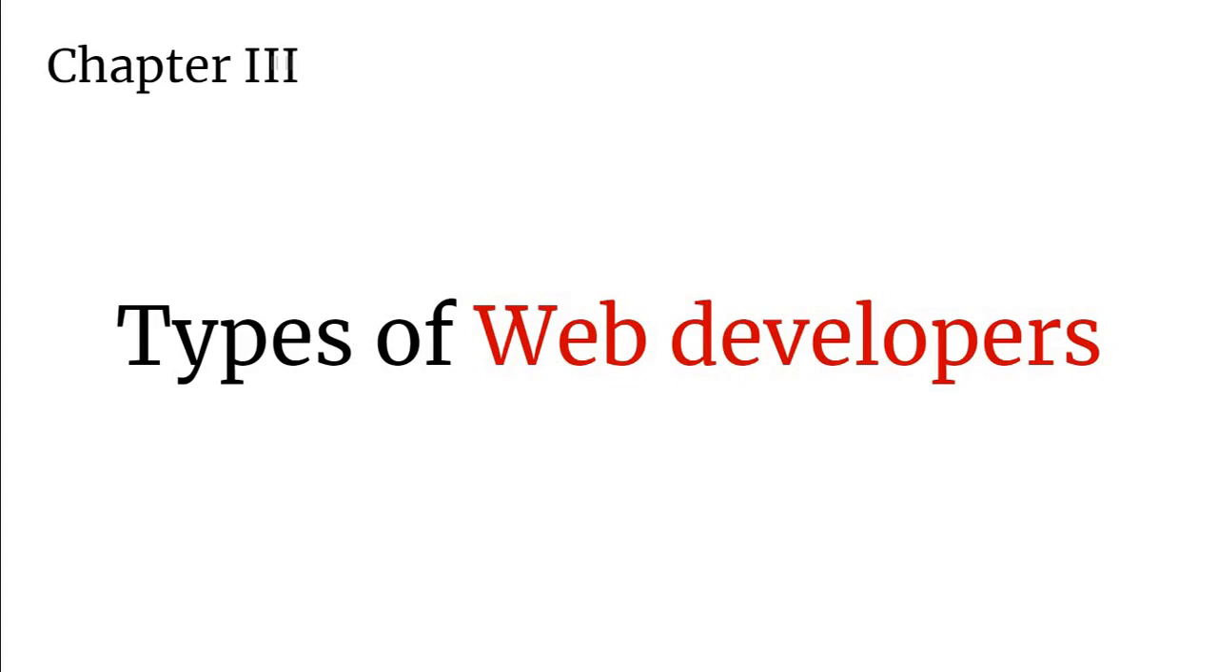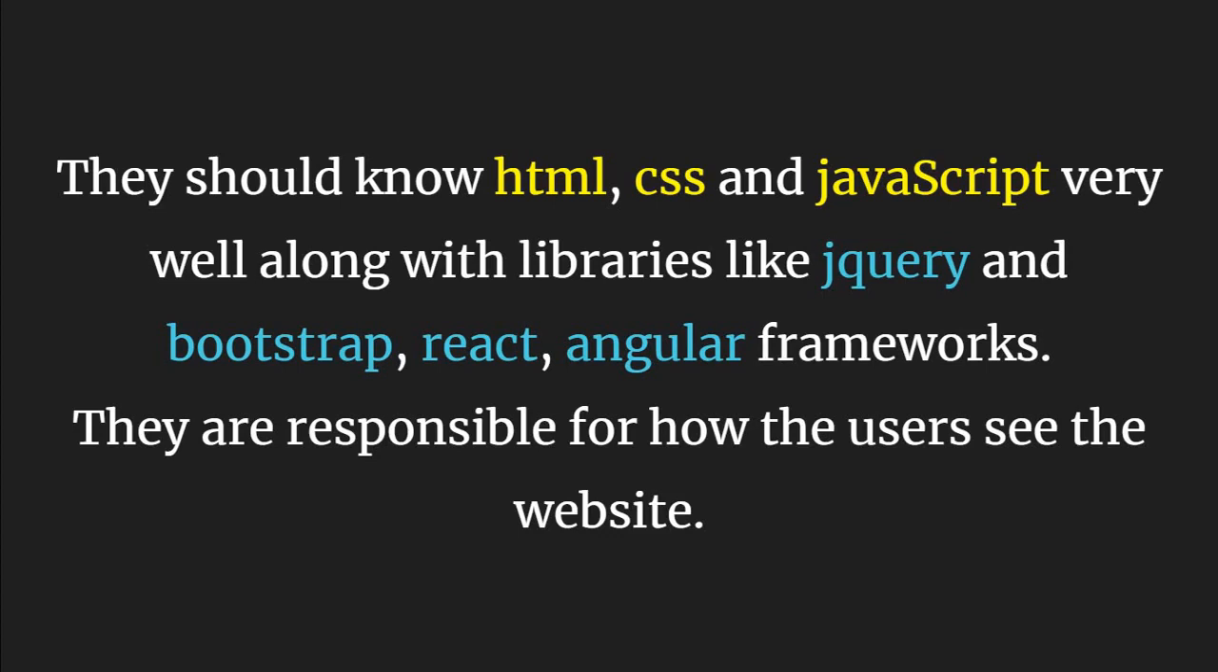Now we'll come to chapter number 3, types of web developers. So basically there are a few types of web developers. The first type of web developer is the front-end web developer. Now what is a front-end web developer? This developer precisely works on front-end technologies.